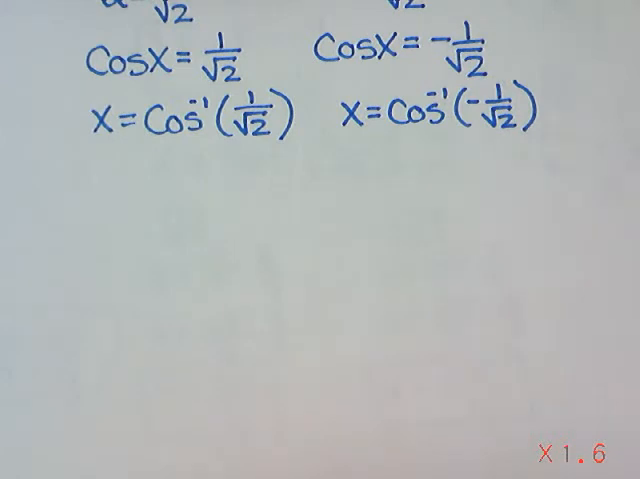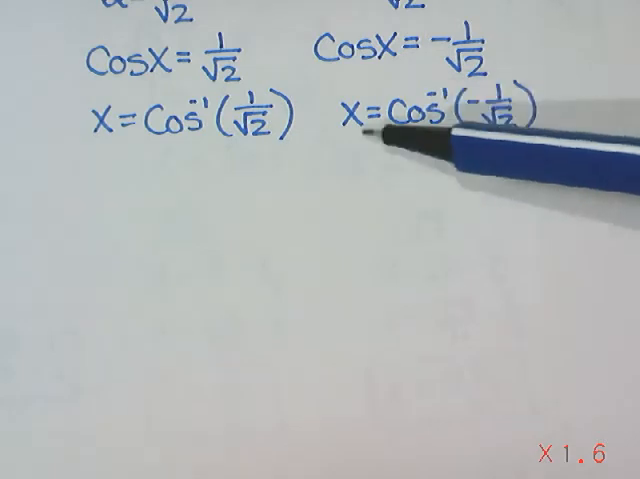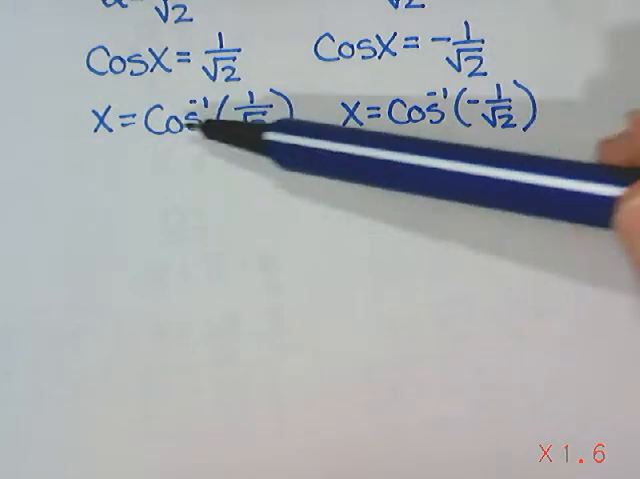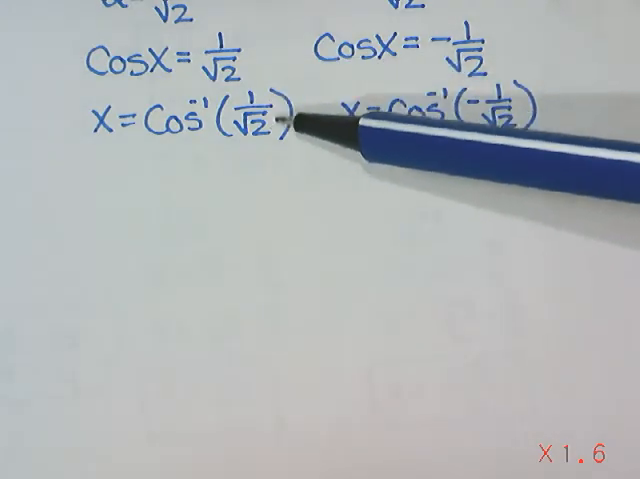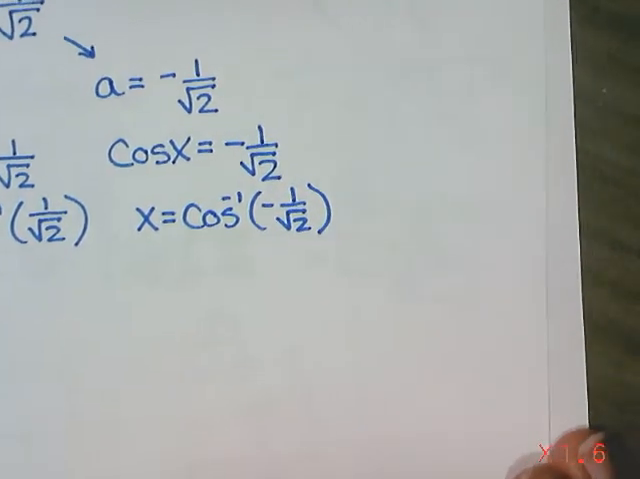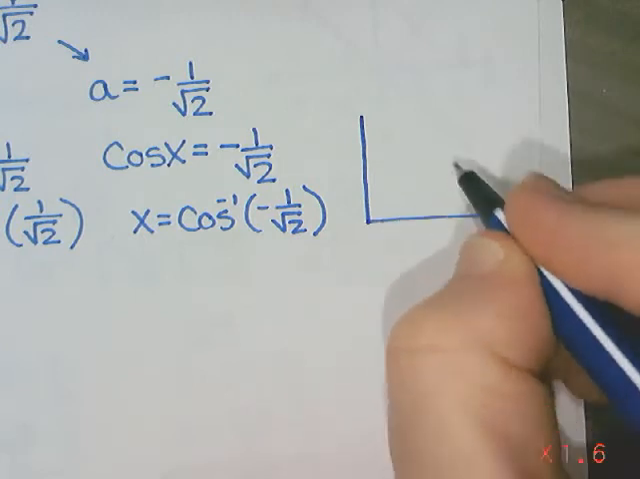All right, we're going to then take a look at our 1 over root 2's. So I have x equals the inverse cosine of 1 over root 2, and x equals the inverse cosine of negative 1 over root 2. Looking at these two, you'll notice it's the same sides. So I am going to look for a triangle that has a side of 1 and root 2. And the triangle that has a side of 1 and root 2 is the one with the pi over 4s in it.